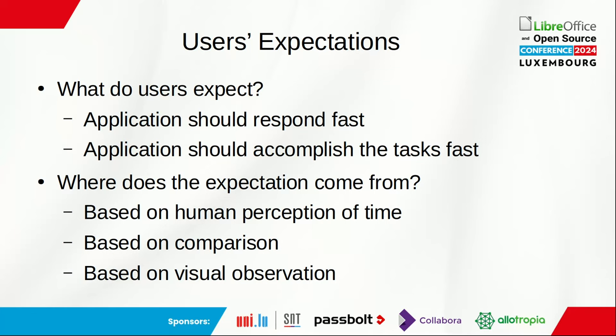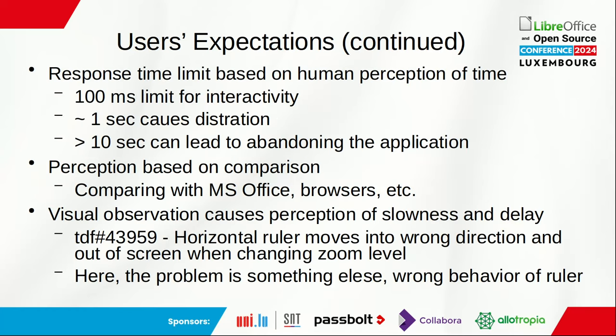So where do those expectations come from? There are many factors. It can be based on human perception of time. It can be based on comparisons with various different products, and it can be also based on visual observation. So when we talk about human perception of time, response time is very important. So we know that there is usually a 100 millisecond limit for interactivity. This is something that is accepted.